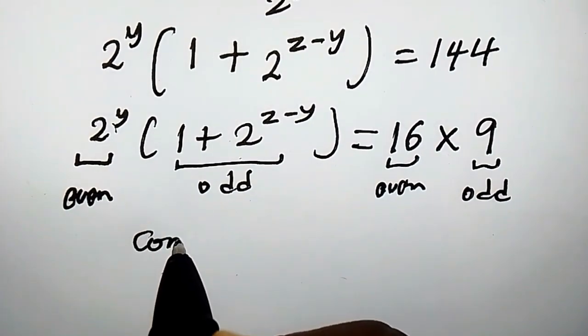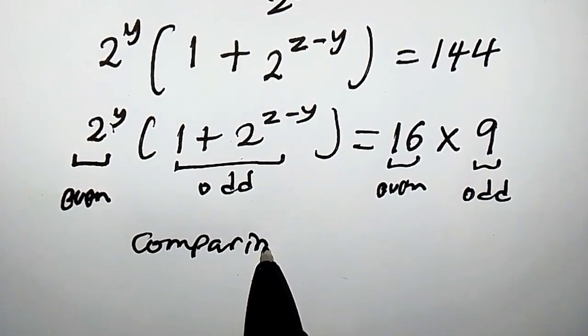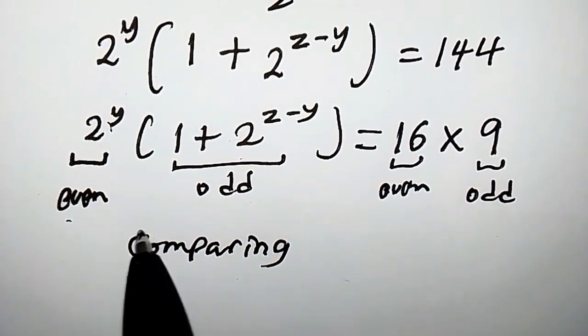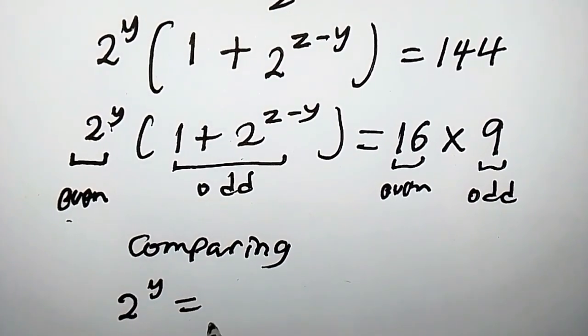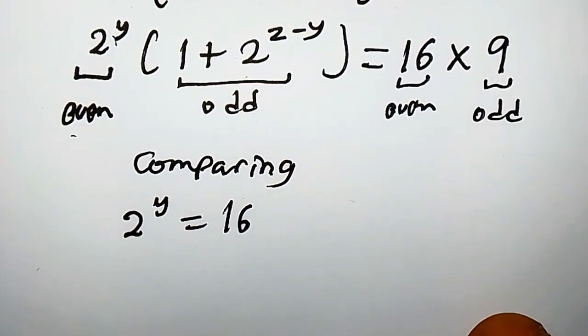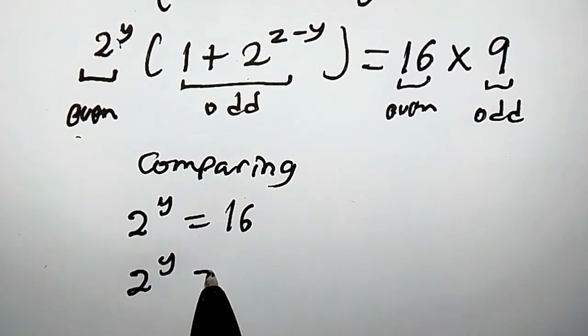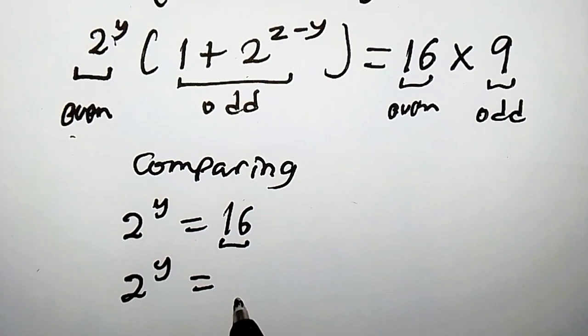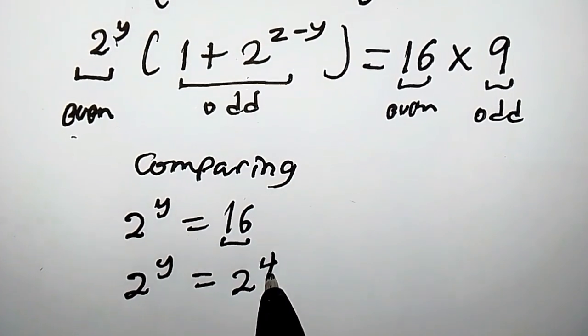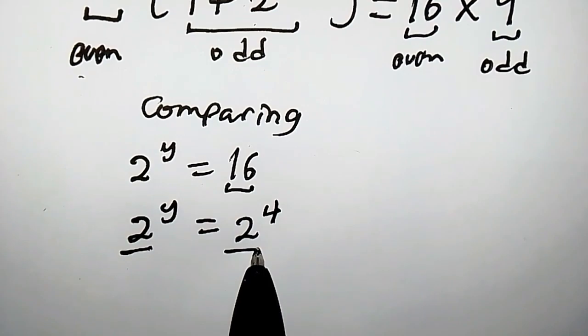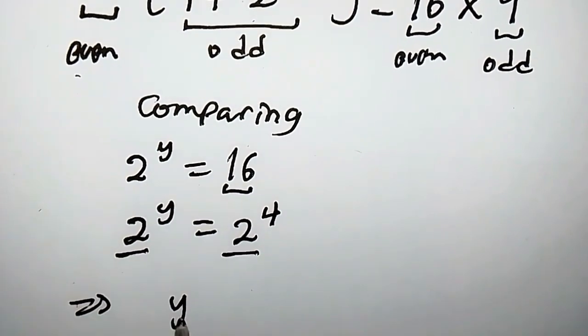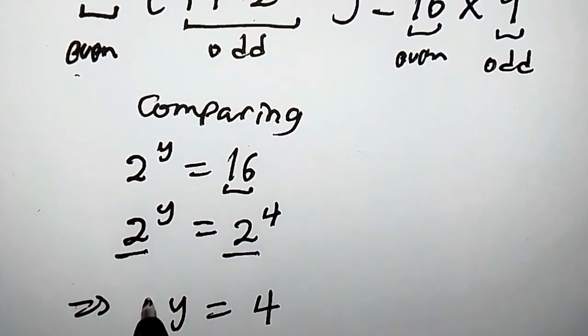So, by comparing, let's compare the even part first. We're going to have 2 to the power of y equals 16. 2 to the power of y equals 16 can be written as 2 to the power of 4. But here, the bases are the same. So this implies that y is equal to 4.